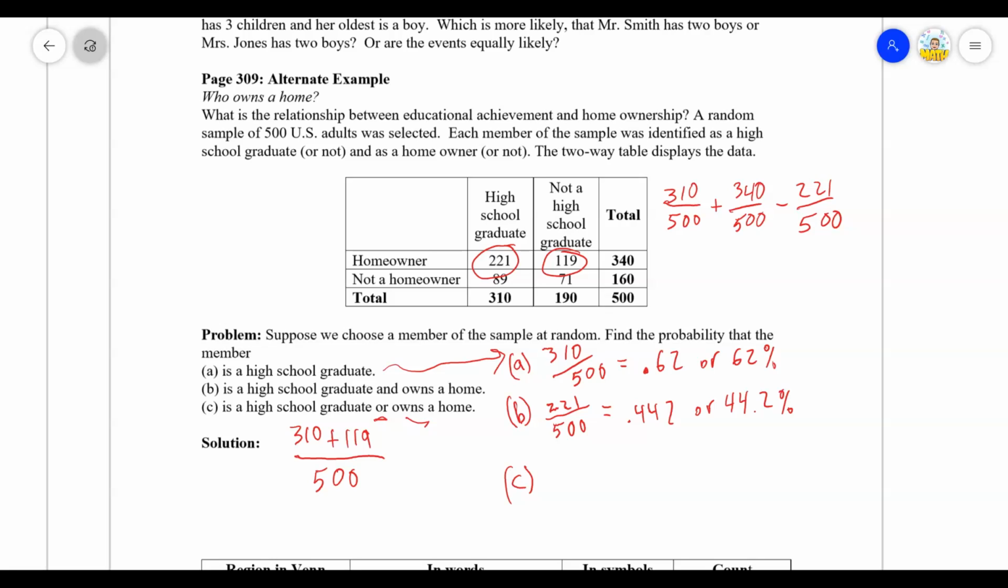When I look at it, I kind of just do that in my head. I say, well, here are my high school graduates. There's 310 of them. And then I go get the other piece that I'm missing. I already know that I had this 221 here. I don't need to remember to subtract it, but sometimes that will be helpful. Okay, so 429 out of 500, or 0.858.